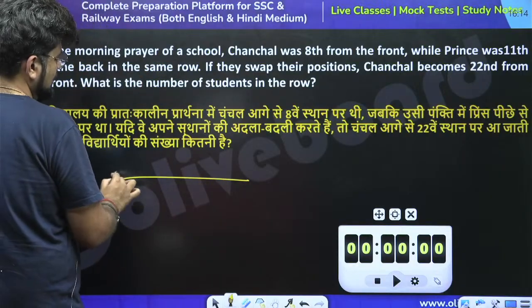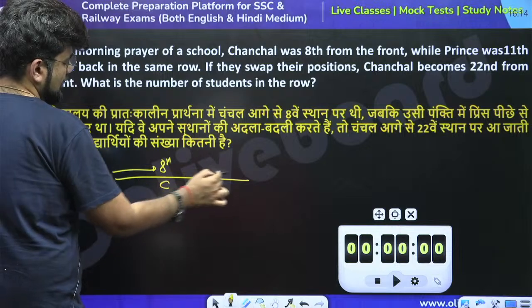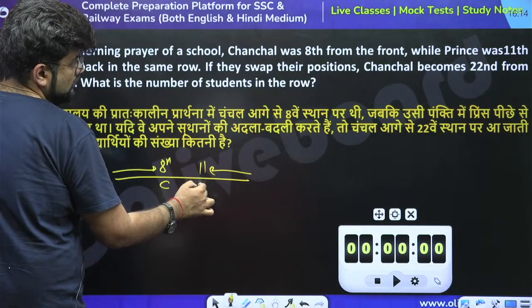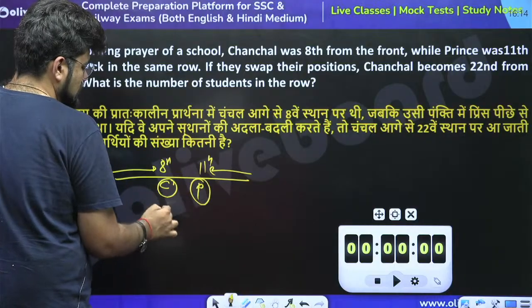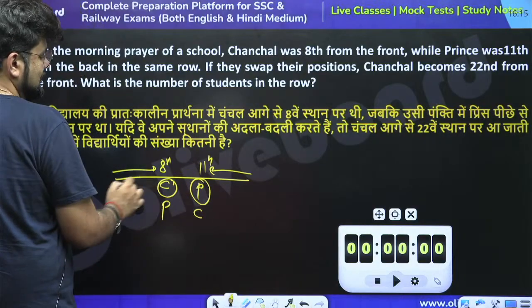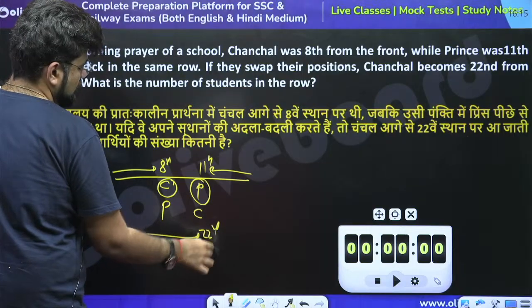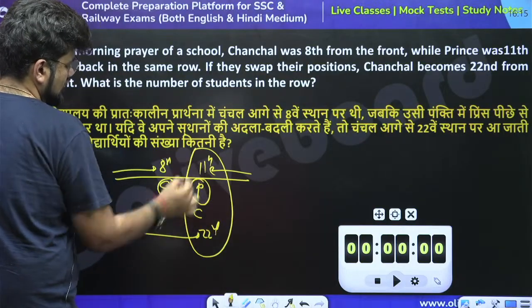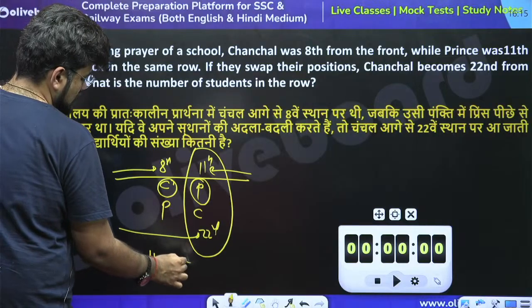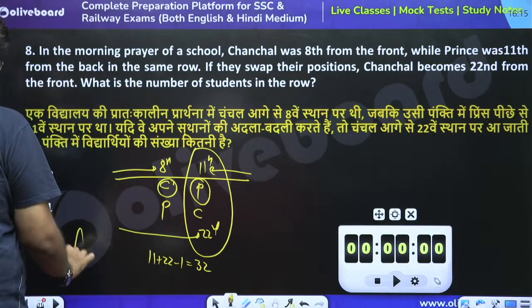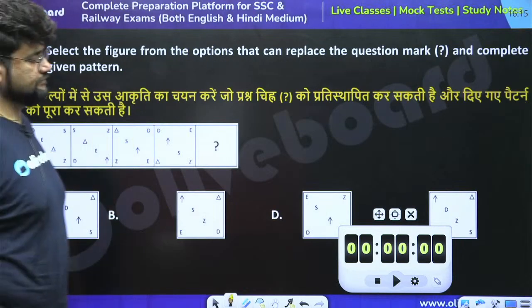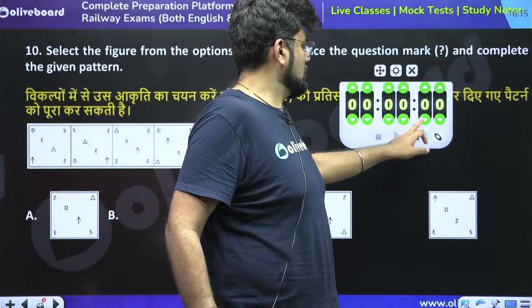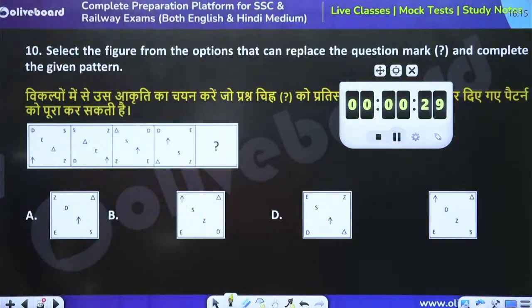Chanchal is 8th from the front, let's say from here. And this guy is 11th from the back. Who? What's the name? Prince. And now they both change position. So Chanchal is here now and Prince is here. And this guy has now become 22nd from the front. So what is the total? 11 plus 22 minus 1 is equal to 32. Option A is the correct answer. Correct, good.